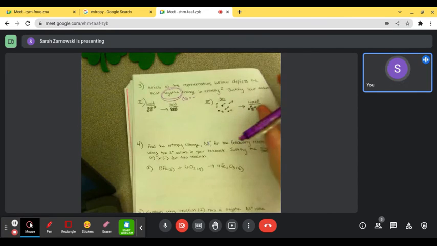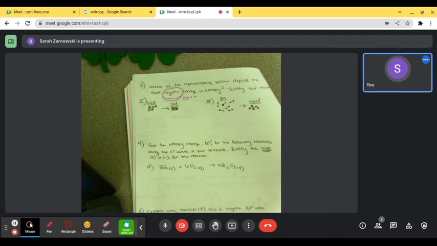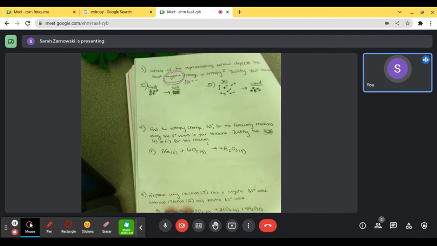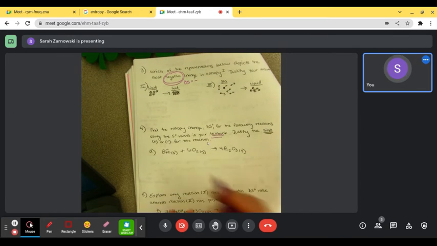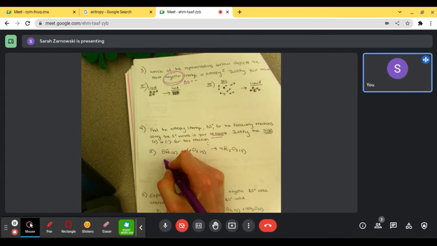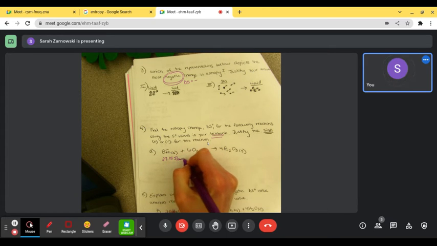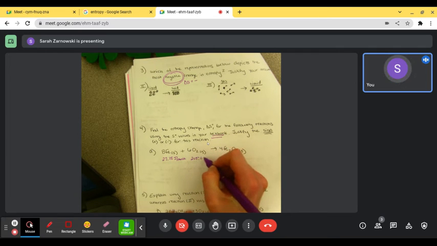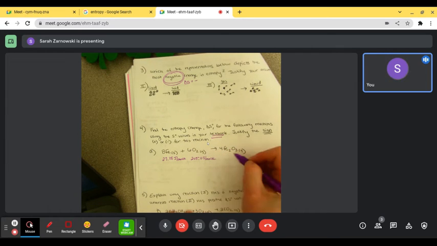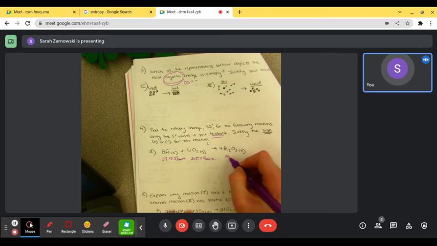For number 4, you would have to look these up in your textbook, or I'm just going to give them to you. So if you watch the video, I guess you'll get them. Iron is 27.15 joules per mole Kelvin. Oxygen gas is 205.0 joules per mole Kelvin. And Fe2O3 is 89.96 joules per mole Kelvin.